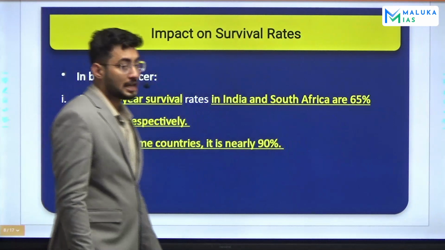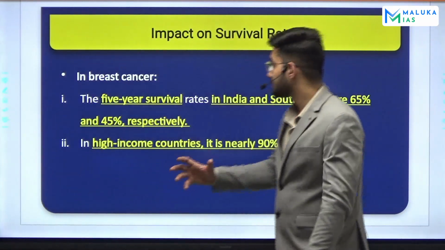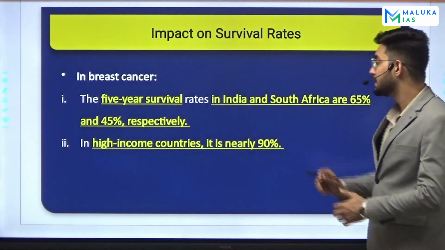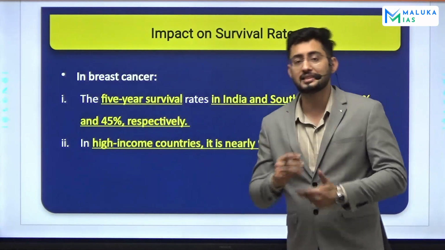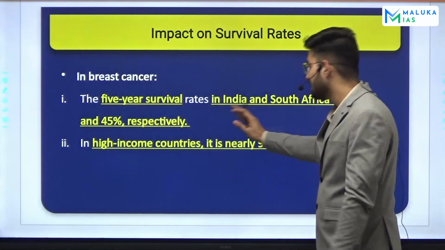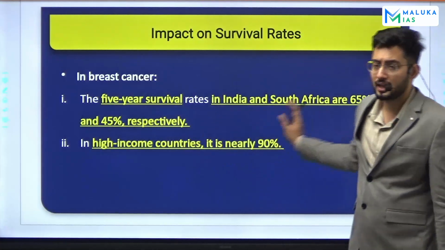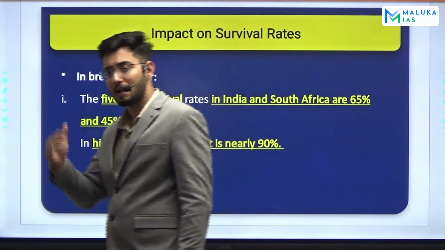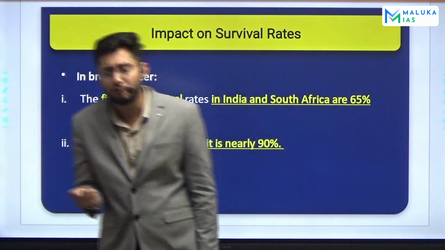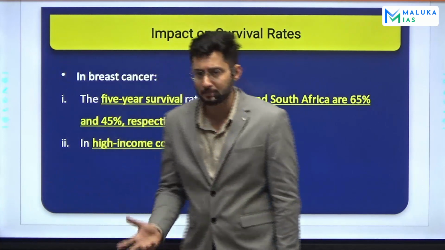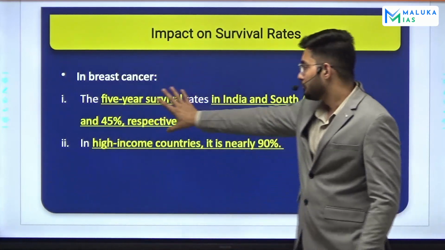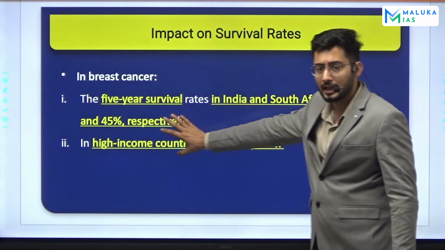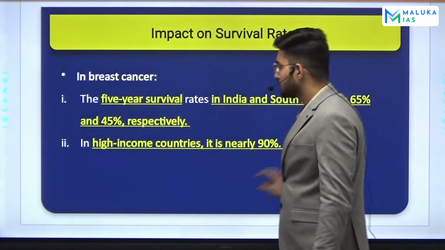Then comes the impact on survival rates. In breast cancer, the 5-year survival rates in India and South Africa are improving, but they are still 65 and 45 respectively. But in rich countries, there are people who have deep pockets, so they can easily afford all the medicines and all the therapeutic processes. That's why for them it is very easy to afford treatment and get their cancer treated.